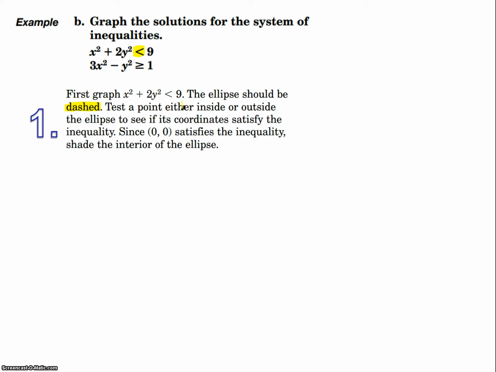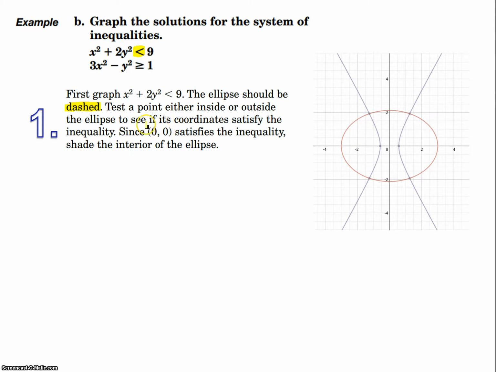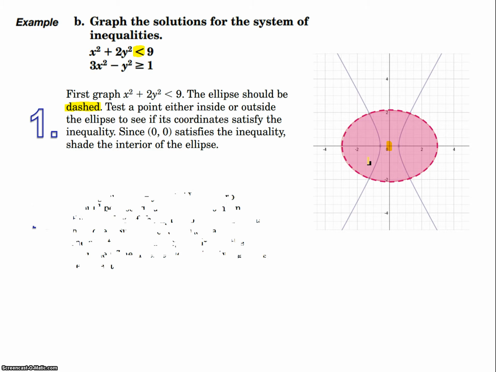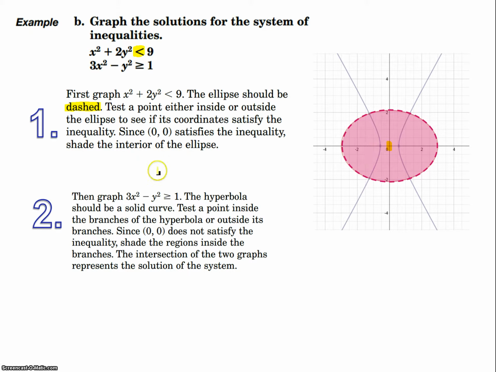Now, if you're not sure where to shade, you can always pick a test point. In this case, you can look at the point 0, 0. You can look at the origin. That's an easy point to test. Since 0, 0 satisfies the inequality when you plug it in, we know to shade the interior of the ellipse. So we shade inside.